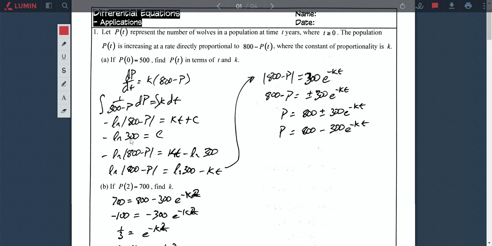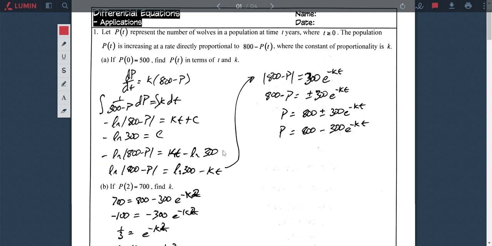So 800 minus 500 gives me the natural log of 300. 0 over here just leaves me with c. So I plug that in. Negative natural log absolute value of 800 minus P equals kt minus the natural log of 300. Okay, again, they want T and K in your answer. I've got T and K, so all I have to do is solve for P.